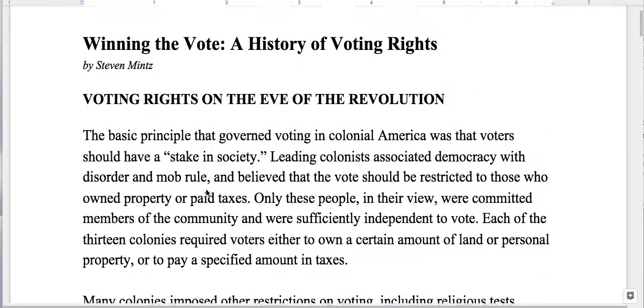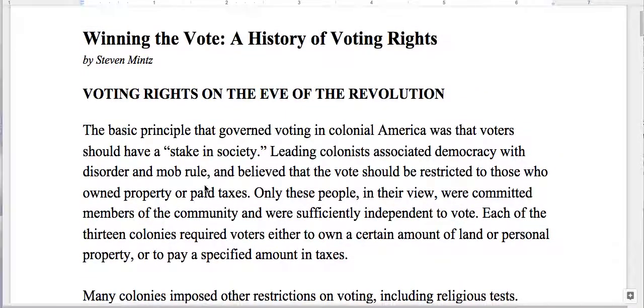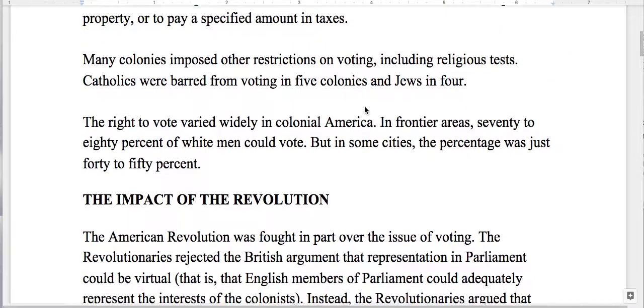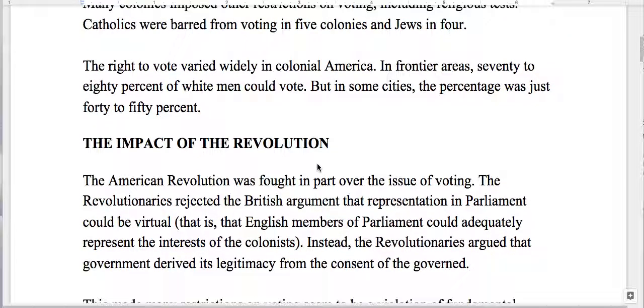A good tactic before one reads is to make sure you preview the reading. And I know that this is Winning the Vote, so this is about voting rights. I can guess that it's going to have something to do with how who gets to vote has changed over the years in the United States. So voting rights on the eve of the revolution. So I know it's going to start all the way back from the beginnings of the country and the American Revolution and the impact the revolution has on voting.